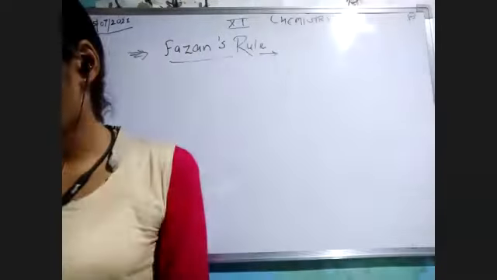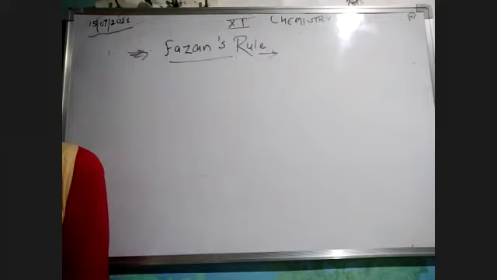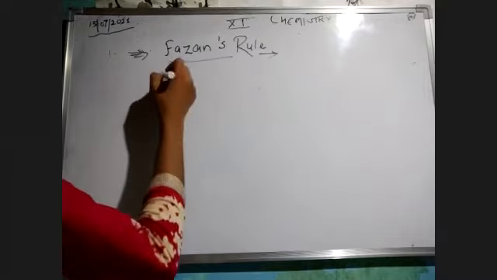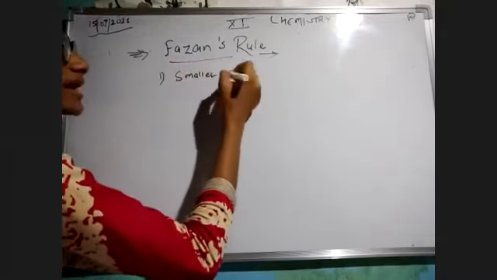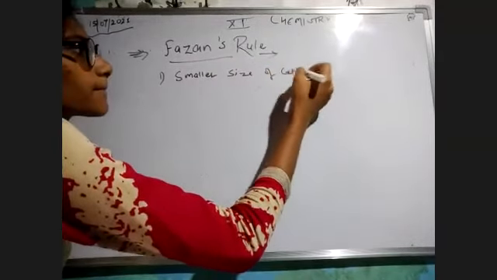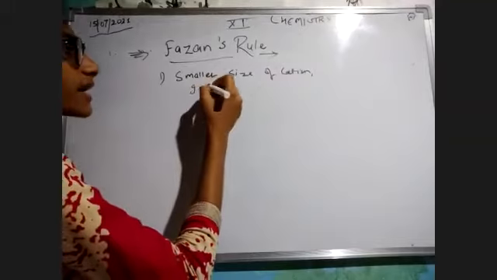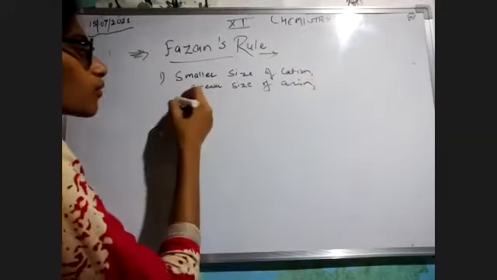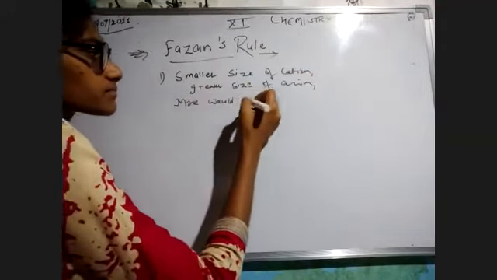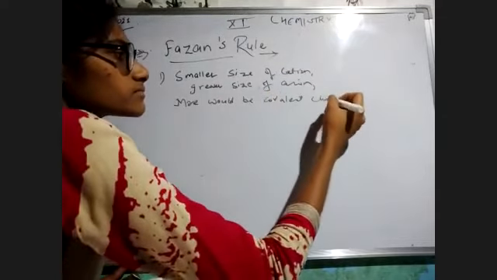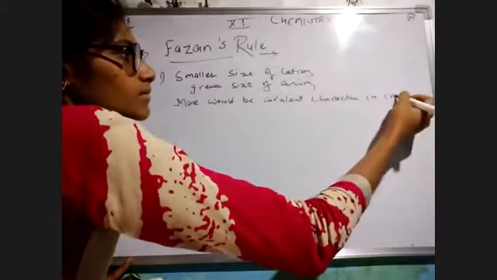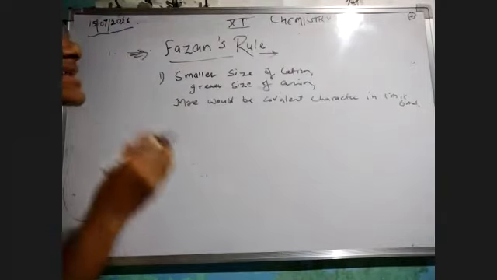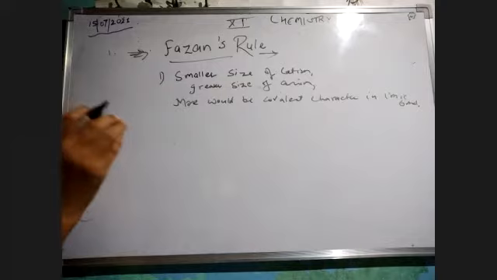First of all: smaller the size of cation, greater the size of anion, more would be the covalent character in an ionic bond. This means if the size of the cation is small and the size of the anion is large, then there would be more covalent character.